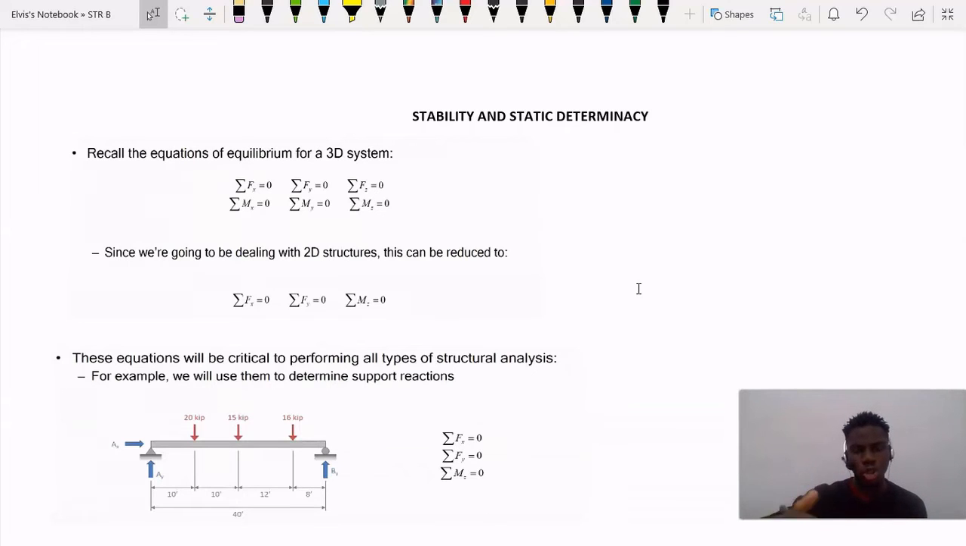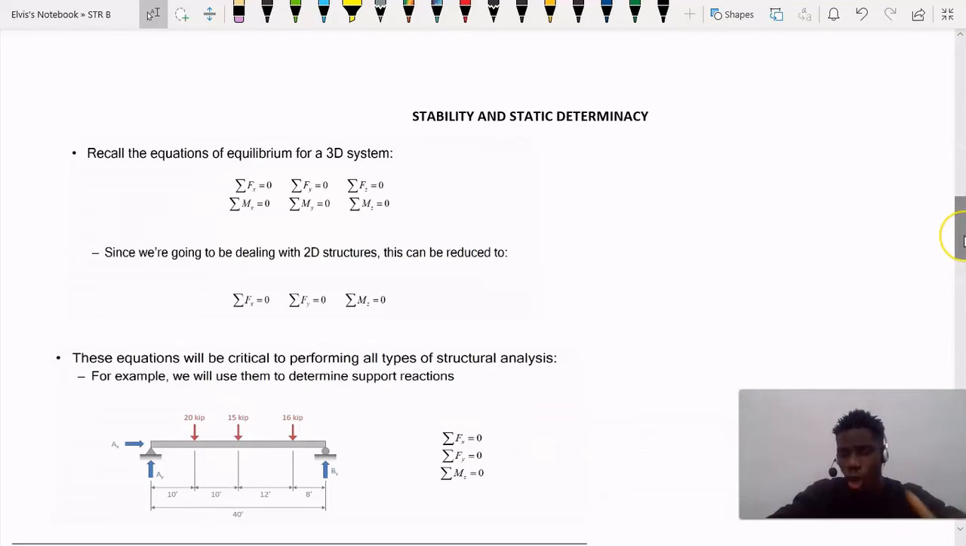Now, guys, this can be reduced to: the summation of the forces in the X direction is equal to 0, the summation of the forces in the Y direction is equal to 0, and the summation of the moments is equal to 0. Now, guys, these equations are going to be very useful when dealing with structural analysis. Whenever we want to analyze a structure, a beam or a frame, we are going to be using these equations.